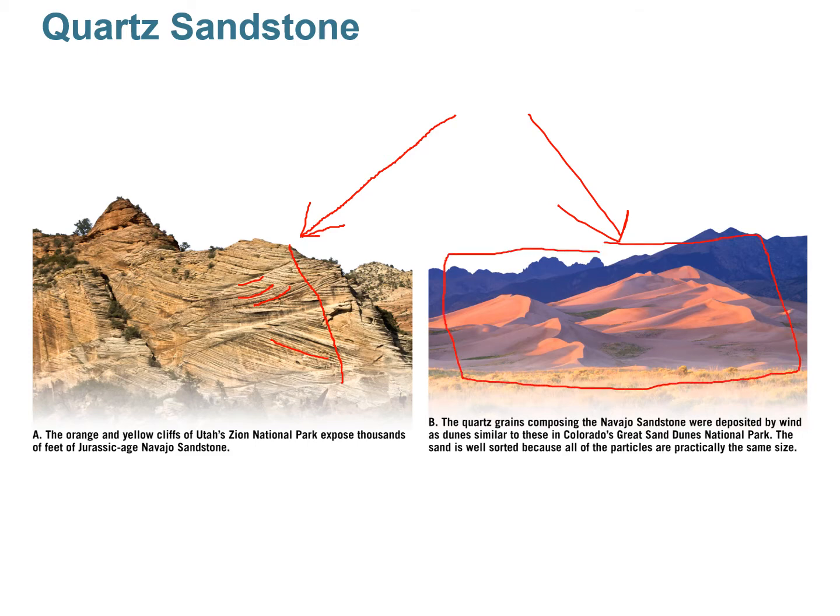Okay, so if you see a sandstone like this and you know its age, so this occurred in the Jurassic, then that means this portion of Utah in the Jurassic was a lot like the Saharan Desert or the sand dunes in Colorado.